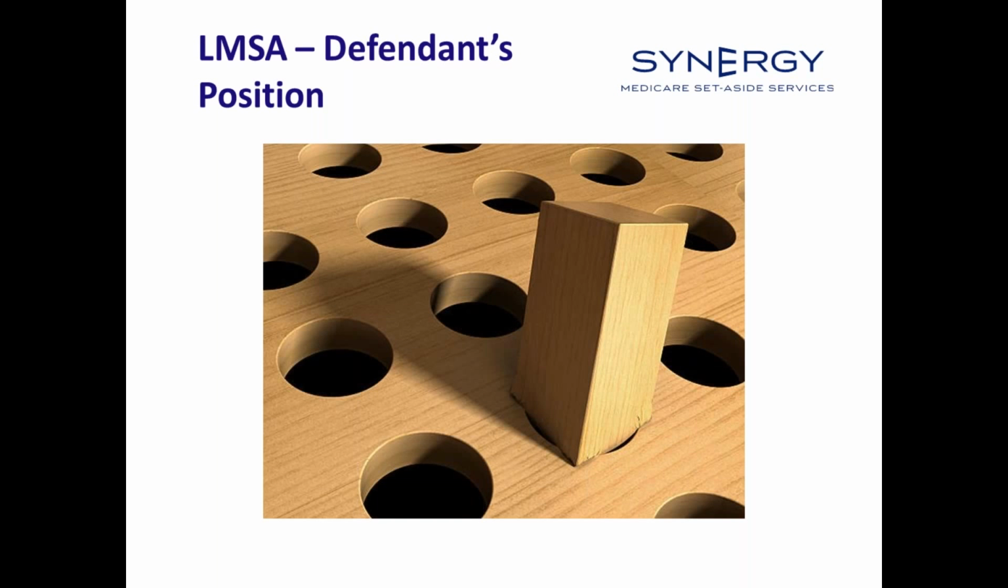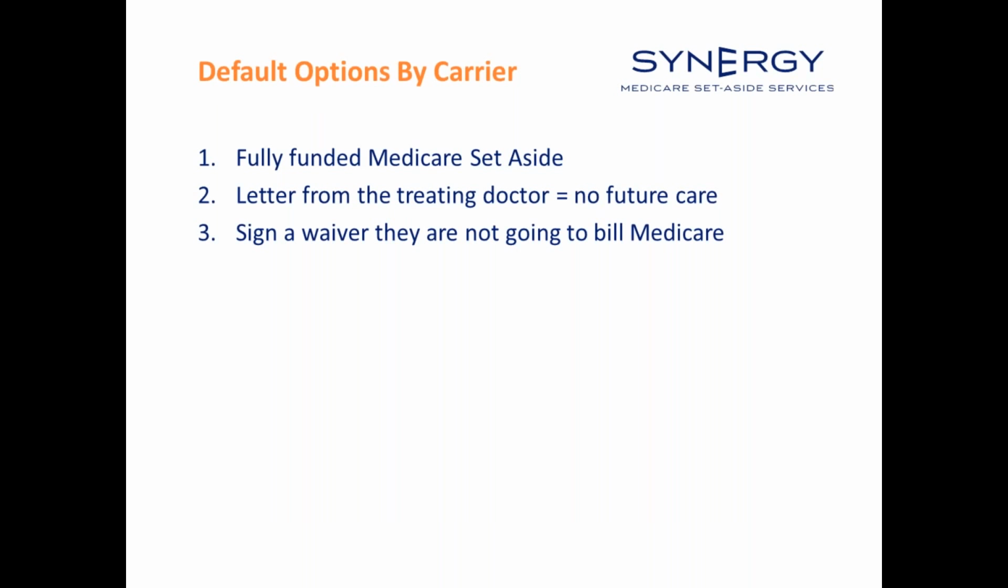And this slide really sums it up. This is the typical carrier's position on a liability case. They're trying to jam a square peg into a circular hole. It just is not going to work. It's a recipe for disaster. Why is it a problem?